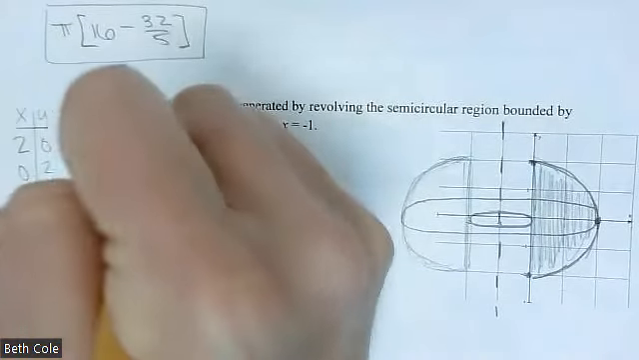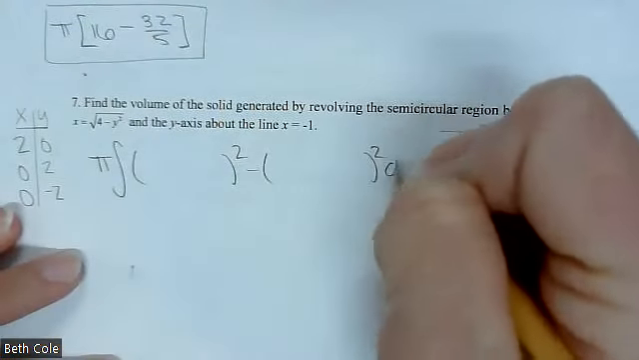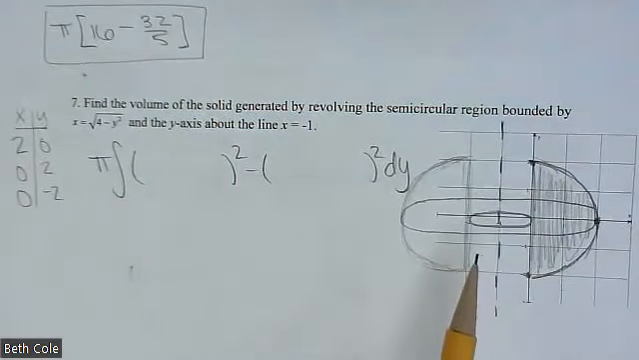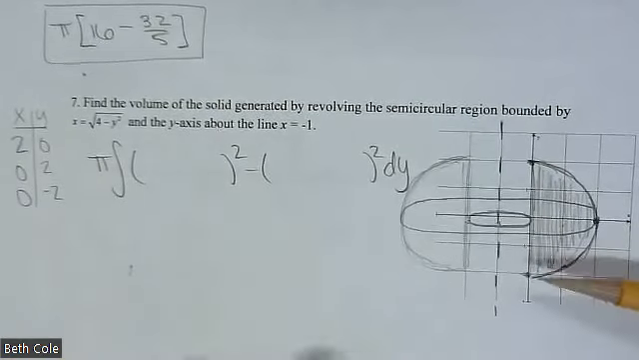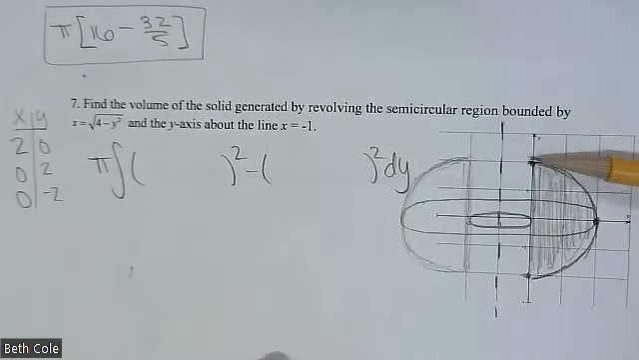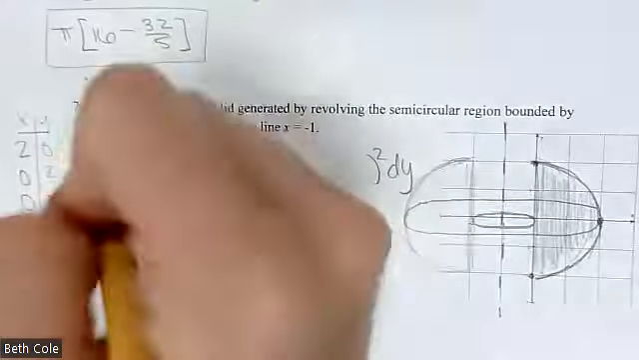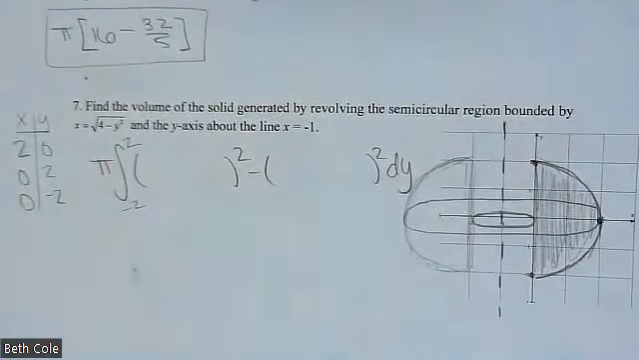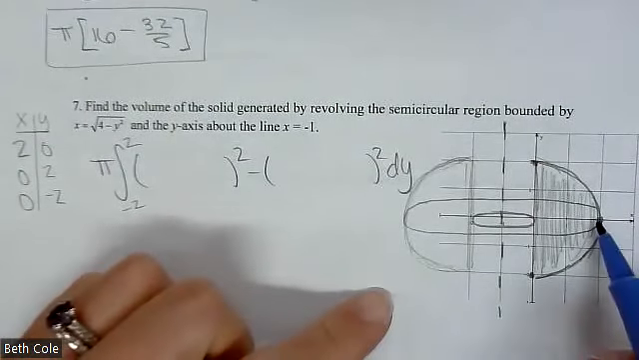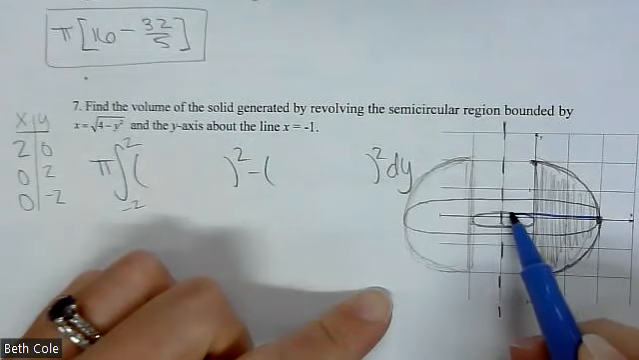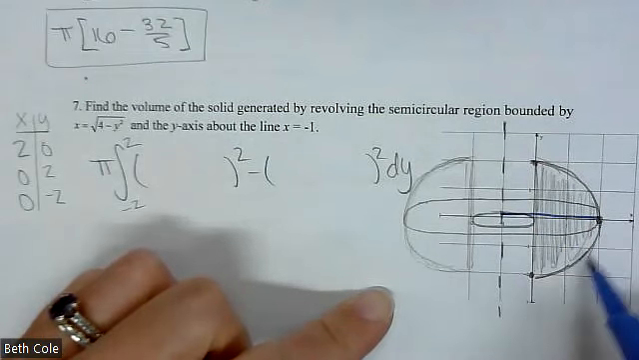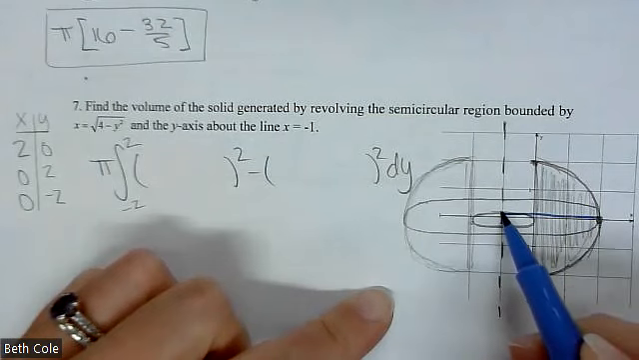All right, so set up the framework, pi and then R squared minus r squared dy. And so when you do your boundaries, they need to be y values since it's a dy problem. So look at your y-axis, it'll be from where to where? -2 to 2. And then your radius is going to be right graph minus left graph. So look, it's going to be from here all the way to your axis of rotation. So right graph minus left graph.